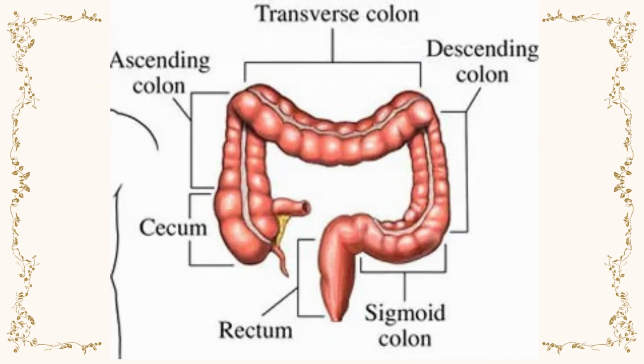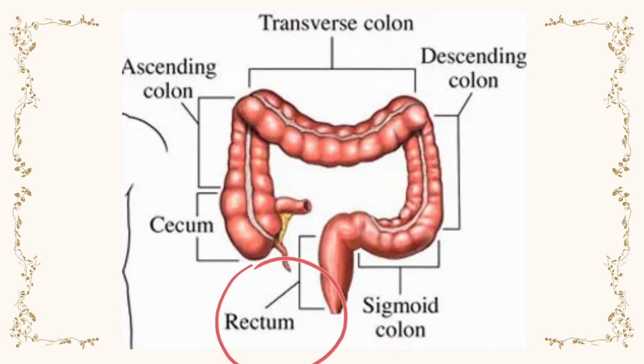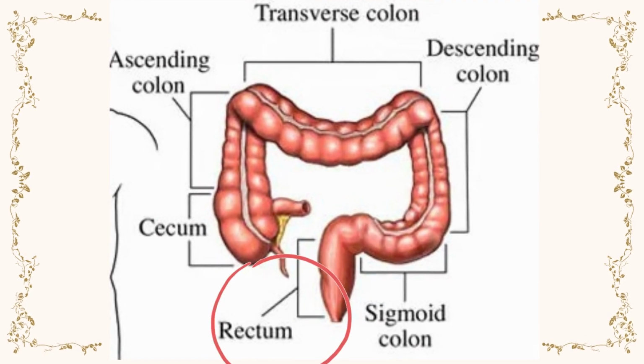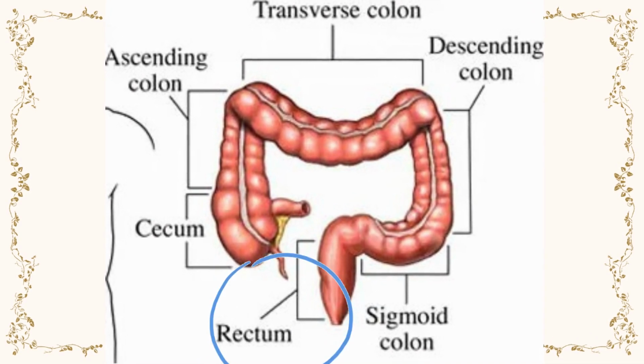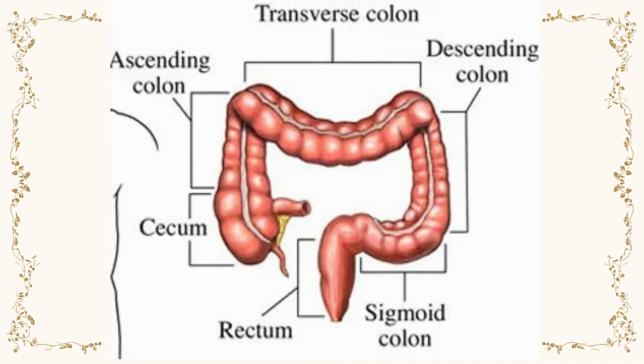Colon is divided into different portions according to its location, that is ascending colon, transverse colon, descending colon, and sigmoid colon. The whole portion is colon. The first portion was cecum, the second portion is colon, and the last portion is rectum. The large intestine has three parts: the first part cecum, the second part colon, and the third part is rectum.